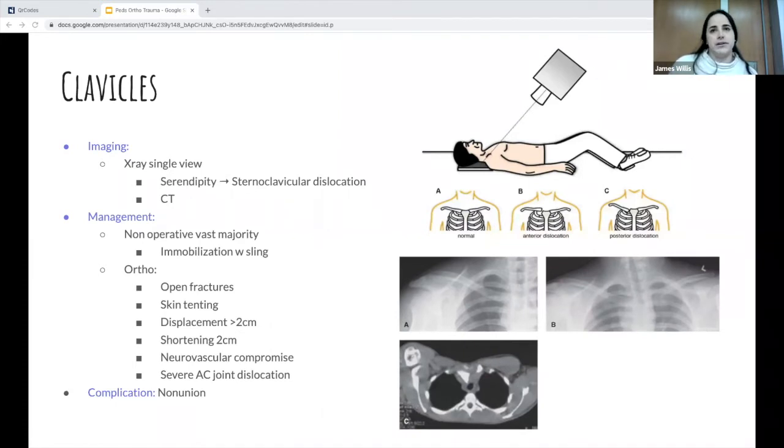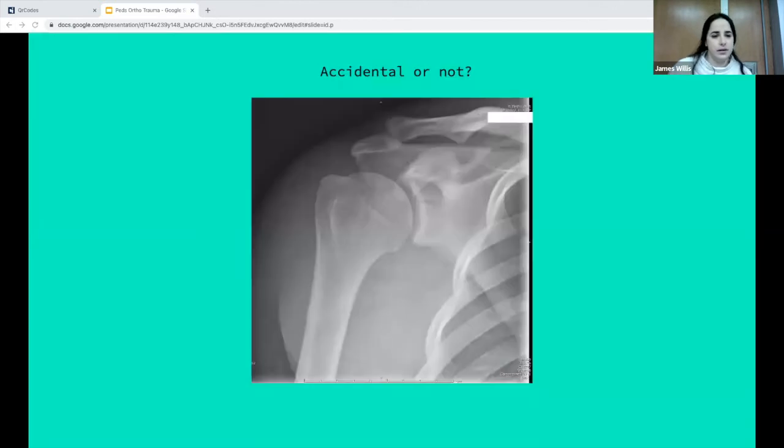Any questions with clavicular fractures? Okay. So where is the fracture here?